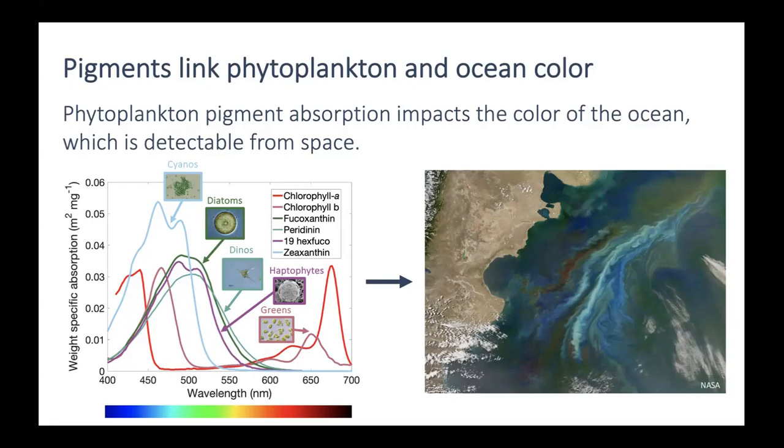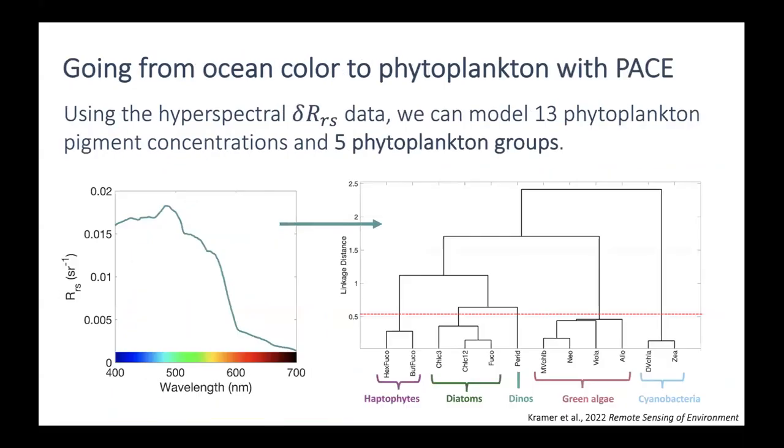And so if we think about going from an actual ocean color measurement or reflectance measurement to phytoplankton pigments, some work that we've done in the past has demonstrated that we can use hyperspectral remote sensing reflectance data, or what an ocean color satellite is measuring, to model 13 different phytoplankton pigment concentrations.